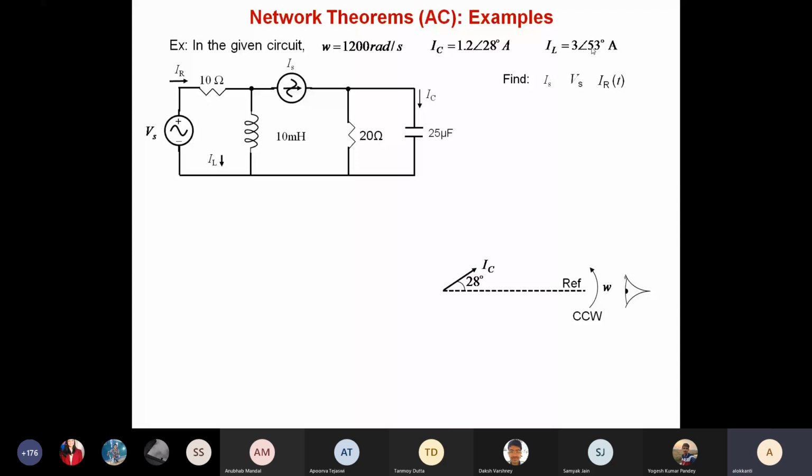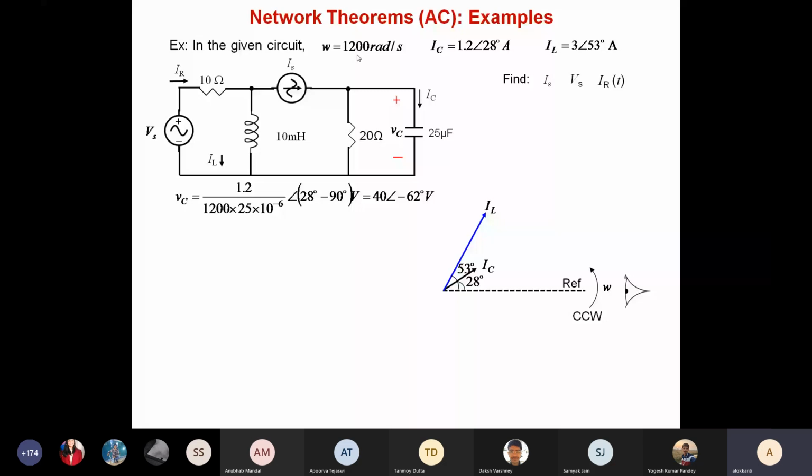Okay, so this is the given IC, and similarly what is given is IL, which is at 53 degrees with respect to the reference. Once you get IC, what can you find out? You are given the value of the capacitance, you are also given the value of omega. So what you can find out? VC. So we found out the value of VC, and VC will be lagging the capacitor current by 90 degrees. Okay, so that is the property of a capacitor.